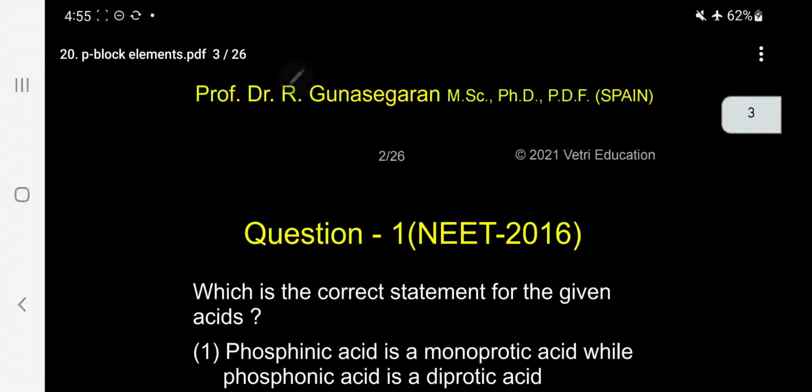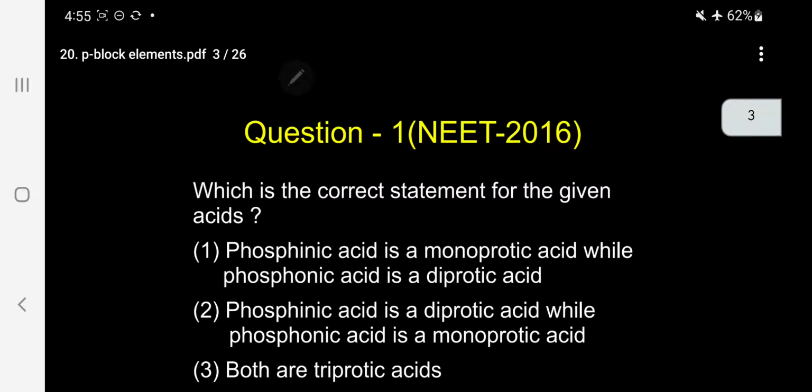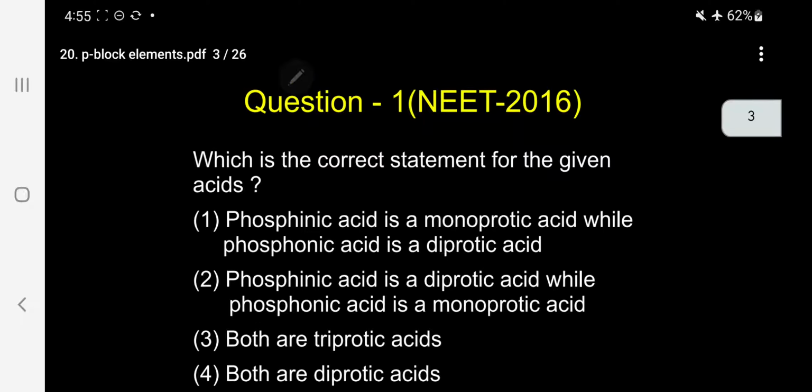Now, before going for question number 1, I want to give some introduction regarding P block elements. What are the P block elements? If you go for the long form of the periodic table, we have 18 groups and 7 periods. Among the groups, the 13th group onwards, it starts the P block elements.